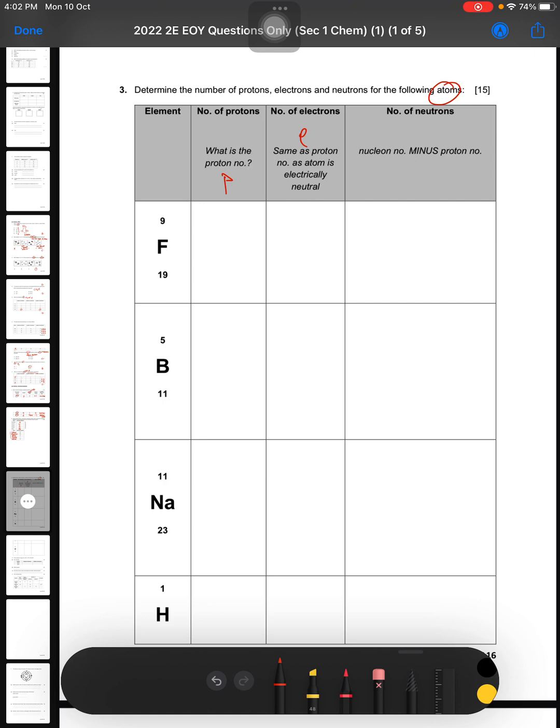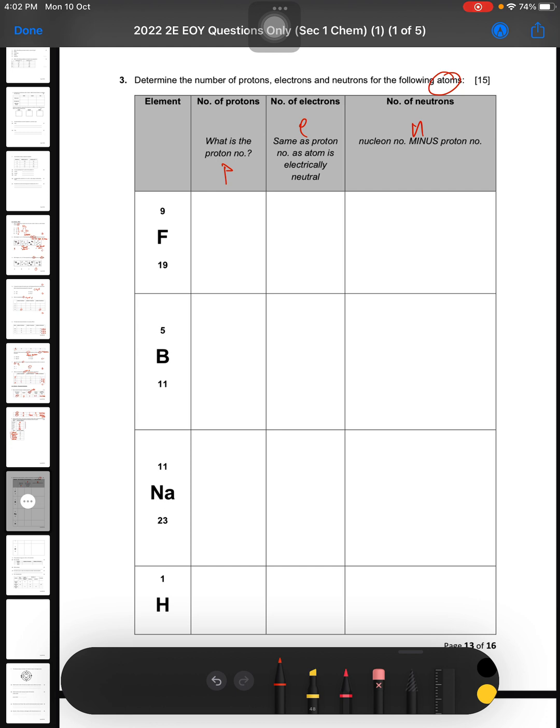Okay, number of neutrons. So this will be the big number minus a small number, right? Okay, so where do we get a proton number from? The smaller number. So 9. In this case, E must be equal to P because we're talking about atoms, right? Atoms, they will always have the same number of P and E. Okay, neutrons will be 19 minus 9, I get 10.